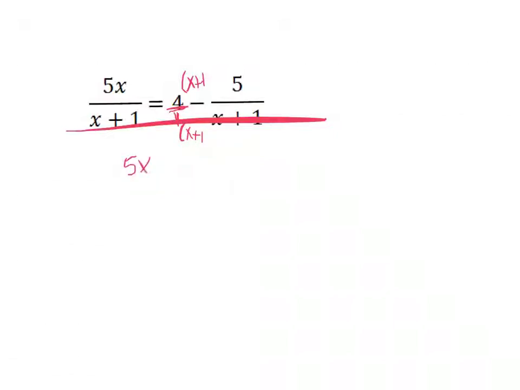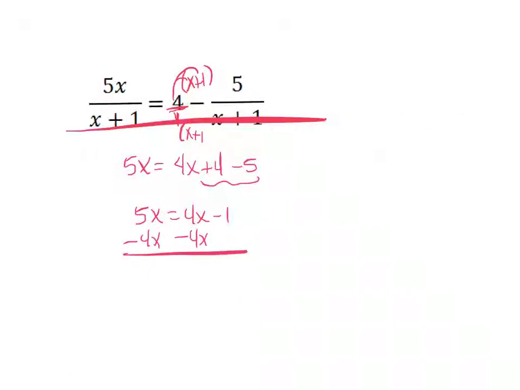So now my denominator is the same, so I can just work with the top. So I've got 5x equals. Now I need to take that 4 and multiply it through, so I get 4x plus 4. And then minus 5. So if I simplify that, I've got 5x equals 4x minus 1. Subtract 4x, and I get x equals negative 1.